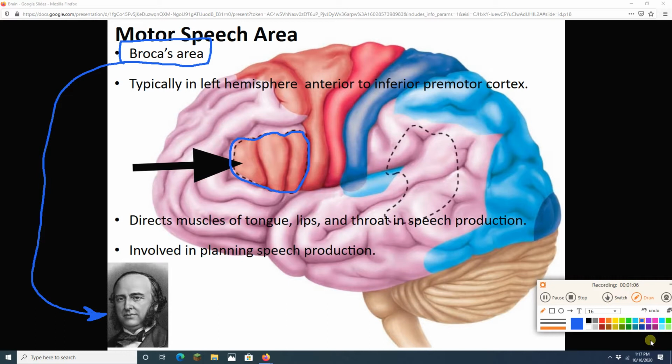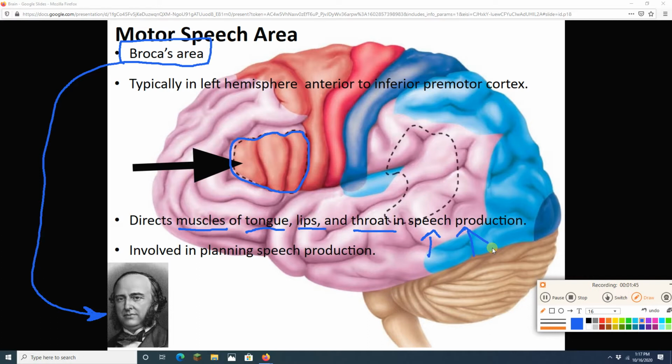If we look at that word, motor speech, movement for speech. So this area is going to control muscles. There's the motor part. Muscles for your tongue, lips, and your throat, your pharynx, in other words, that you are using to talk. I am using my motor speech area right now because I am talking to you. It is involved in making the movements of your lips, of your tongue, of your palate, of your pharynx. There's really a lot to speaking when you think about it.